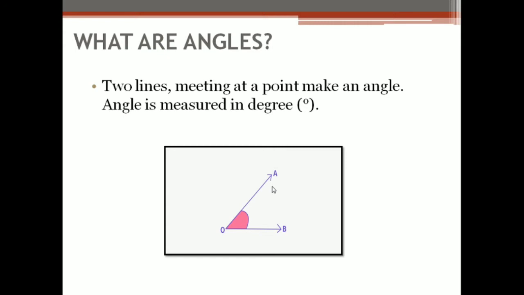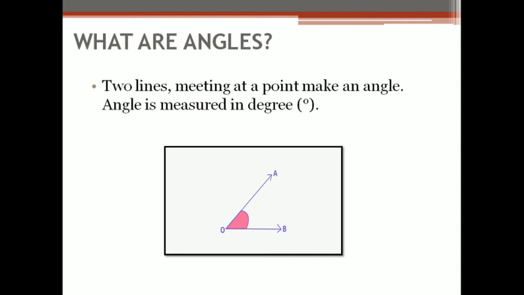See, this is the first line and this is the second line, right? So they are meeting at a point and forming an angle. When they meet at a point, it makes an angle. An angle is measured in degrees. So basically there are three types of angles: right angle, obtuse angle and acute angle.